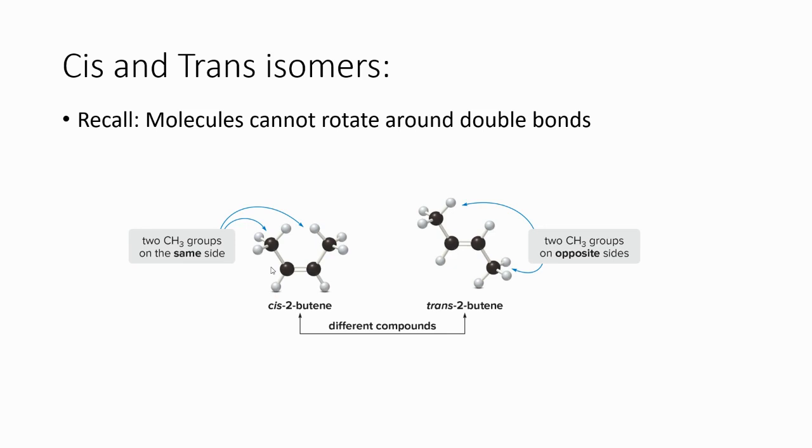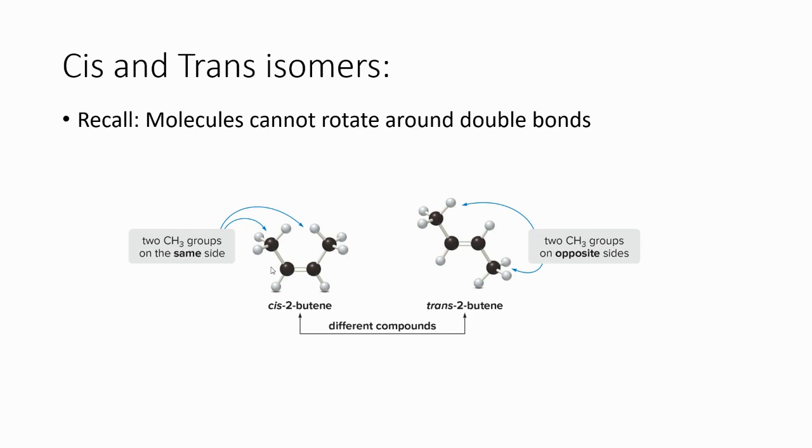So we have 2 carbons in a double bond. We have these 2 methyl groups on either of the carbons participating in the double bond, and they are on the same side of the double bond. And then over here, we have these 2 carbons participating in the double bond. One has a methyl bonded up here, one has a methyl bonded down here. And because we can't rotate around the double bond, it's locked. So this is locked in the trans isomer. This is locked in the cis isomer.